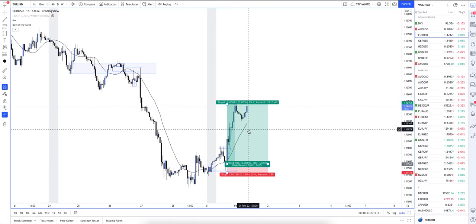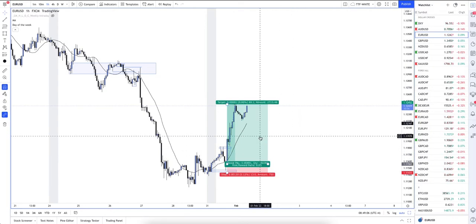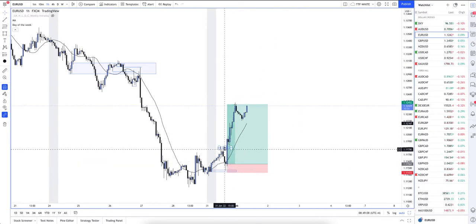So this video here is just an example of everything that we have spoken about in TTF 2.0. And the reason for doing it is I just want to show you a live trade. So this was a trade from yesterday, EURUSD longs. Now, as you can see, that trade could have gone for a hell of a lot more.